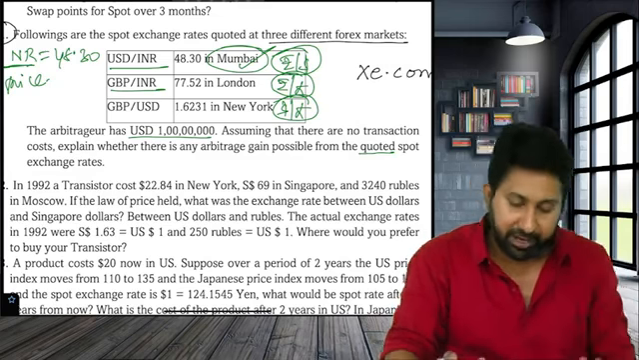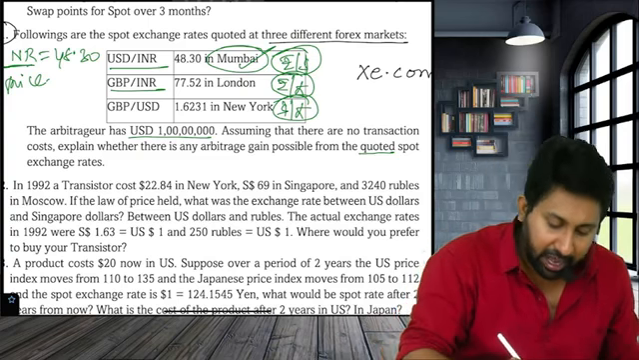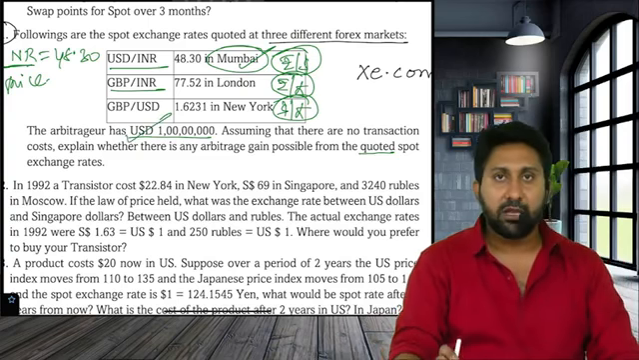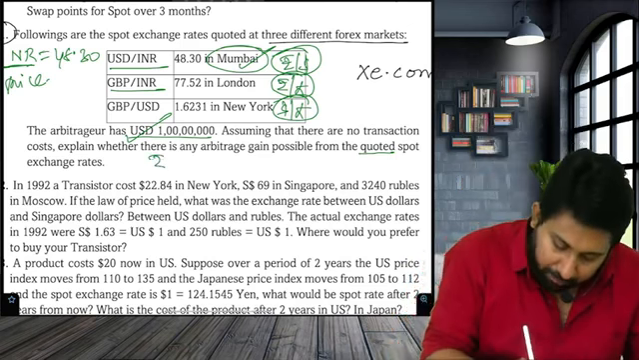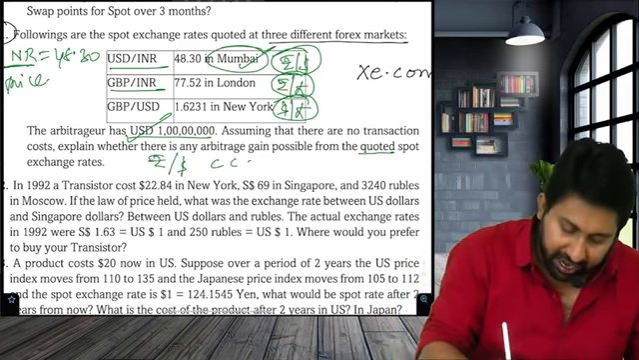Means rupee must be there. What should be there? Rupee. And the arbitrager is having how many dollars? 1 crore dollars. Rupee by dollar, we will calculate a cross currency quotation (CCQ).